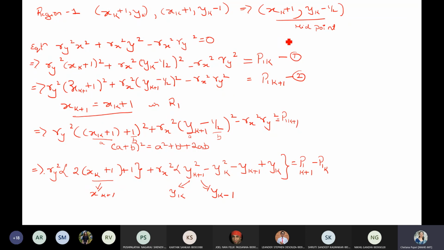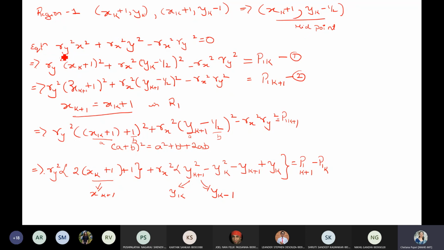As we are going for the midpoint ellipse drawing algorithm, we are going to take an average of the x and y coordinates. So when you take an average, this will be xk plus 1 plus xk plus 1 divided by 2, which gives xk plus 1, and yk plus yk minus 1 divided by 2. That is the average of the x coordinate and the average of the y coordinate. You will get xk plus 1, yk minus 1 by 2. So this is our midpoint.